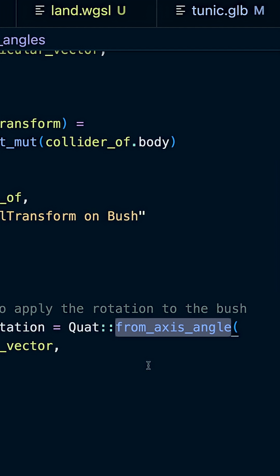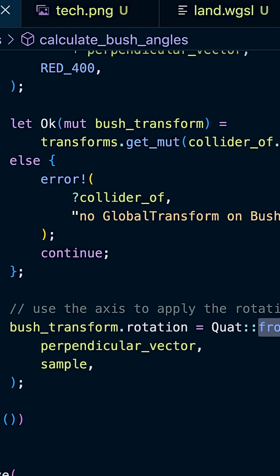Usually this is called from axis angle or some other similar name in your library of choice. I know there's a similar function in Unity and other packages. So get the distance to the grass blade, get that perpendicular vector using the cross product, rotate around that new vector. And that's the entire effect.